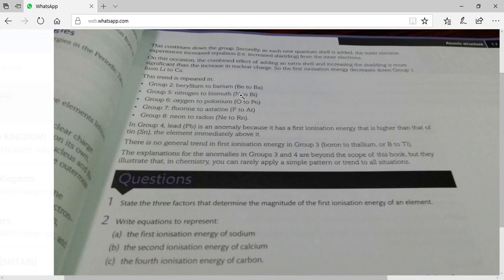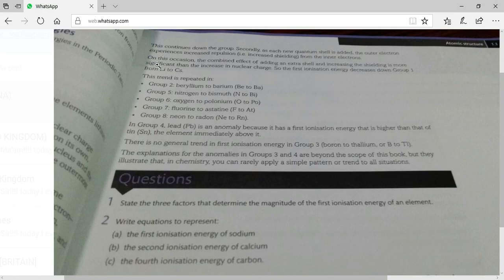So if there is maximum force of repulsion, then 100% it will increase the shielding effect. That means the inner electrons will protect the nucleus. And due to the least amount of force of attraction, in that condition a minimum amount of energy is required to remove the electron. Understand, beta? Yeah, this one I understand.